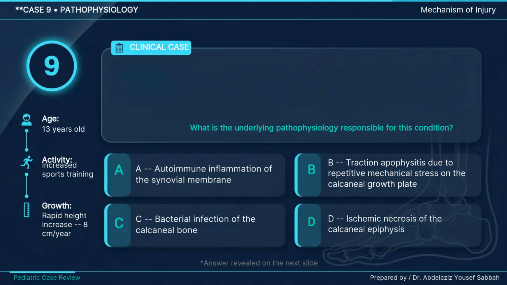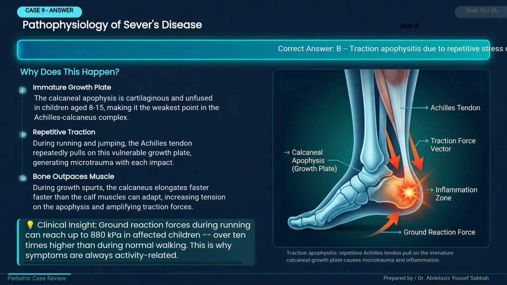Option A. Autoimmune inflammation of the synovial membrane. Option B. Traction apophysitis due to repetitive mechanical stress on the calcaneal growth plate. Option C. Bacterial infection of the calcaneal bone. Option D. Ischemic necrosis of the calcaneal epiphysis. The correct answer is option B.